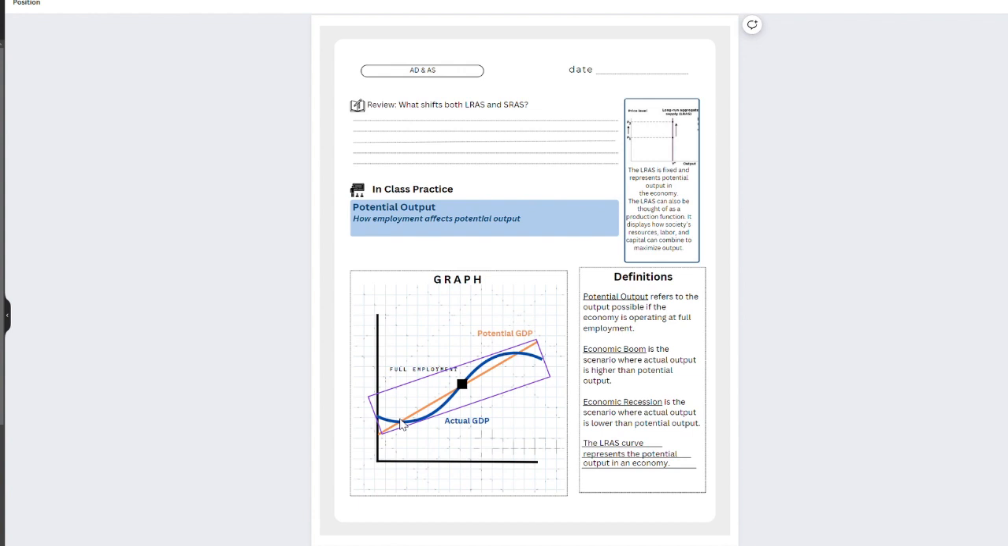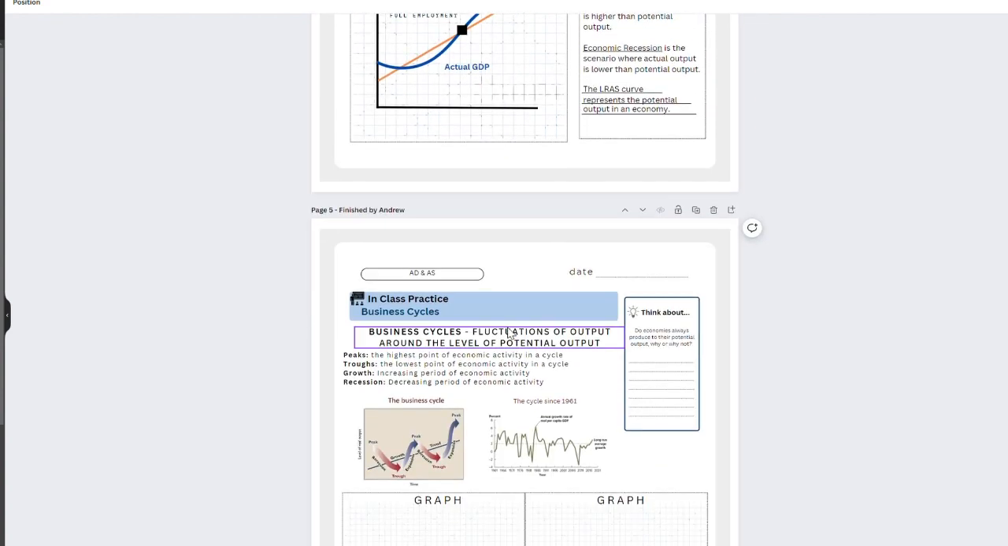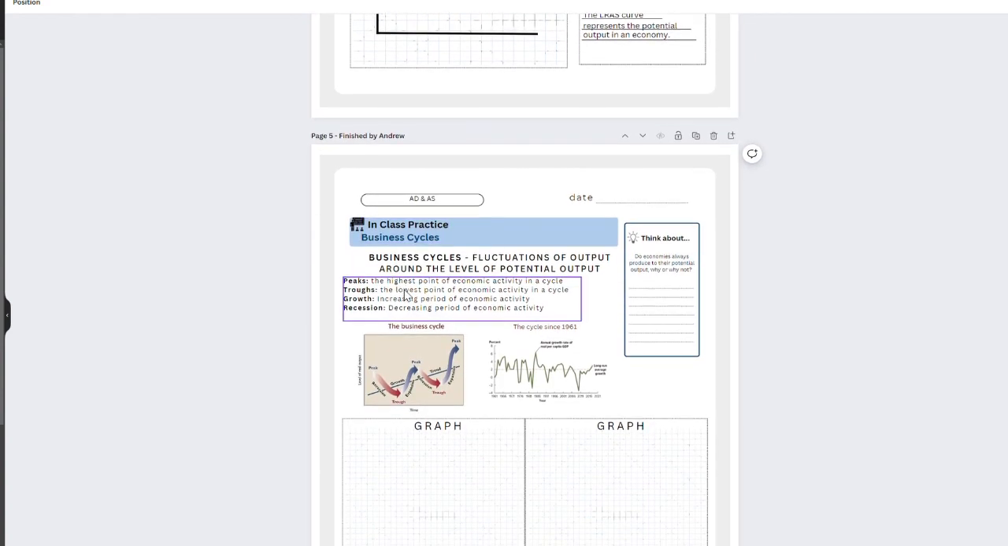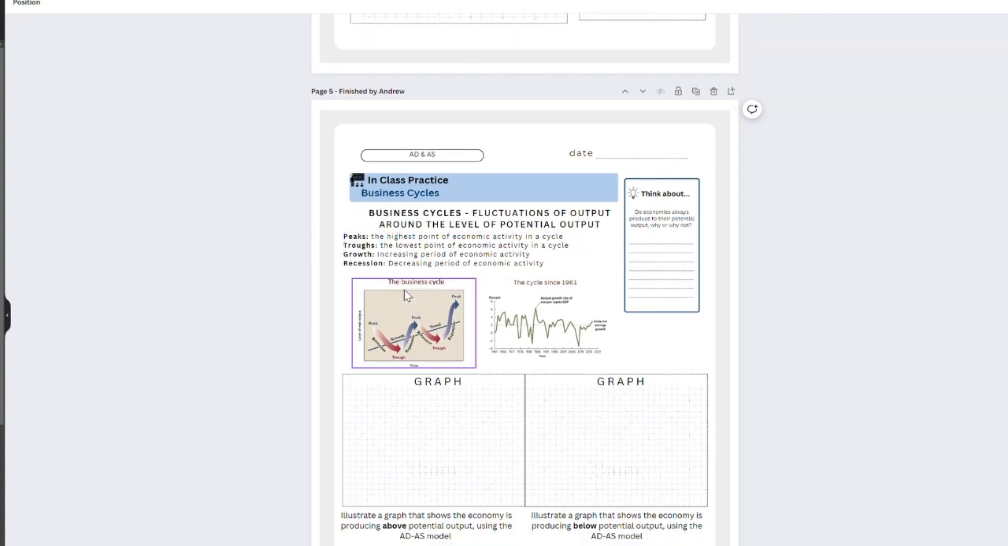However, economies rarely stay at their potential output level for long. They go through fluctuations known as the business cycle. The business cycle is similar to a roller coaster in that it is ever changing and is full of ups and downs. The business cycle consists of four main components, being peaks, troughs, growth, and recession.